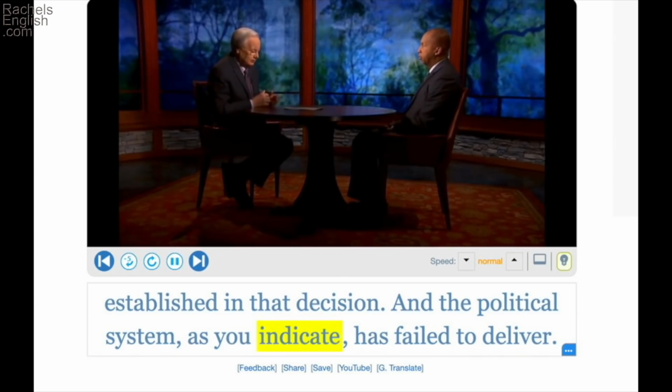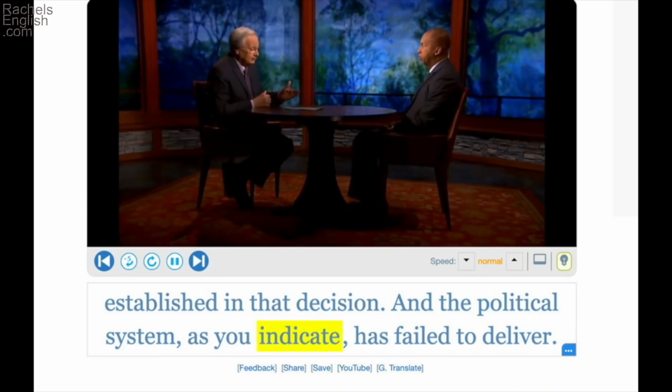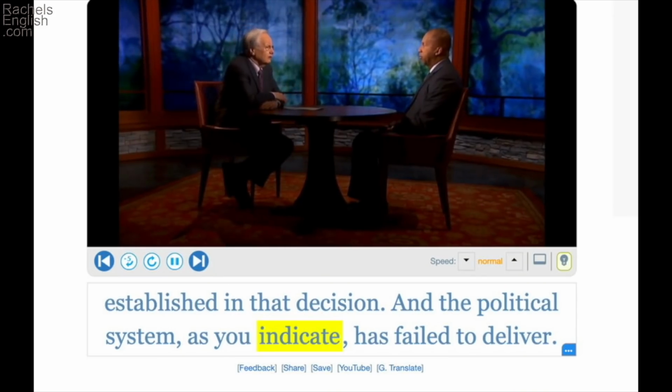Our last example. And the political system, as you indicate, has failed to deliver. Indicate is also a synonym for say or explain. The man across the table from the speaker said that the political system has failed in some way. He indicated that. He said that. And the political system, as you indicate, has failed to deliver.